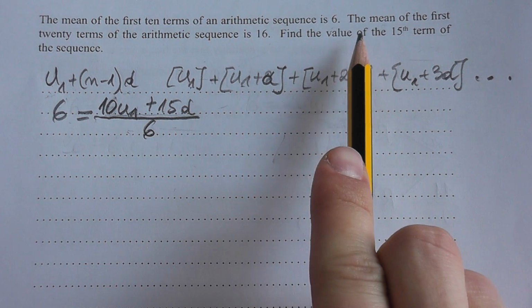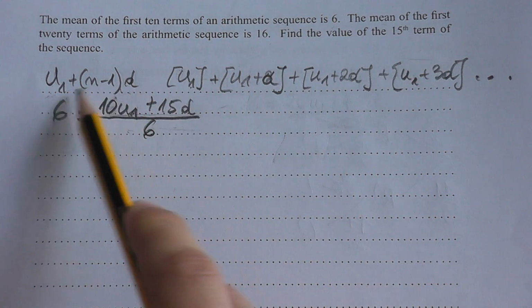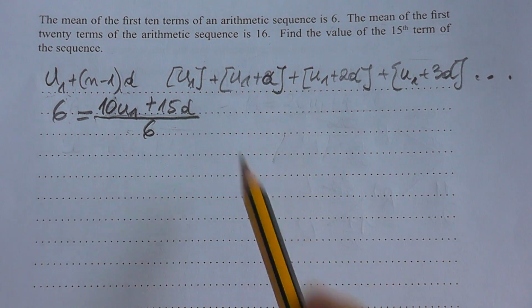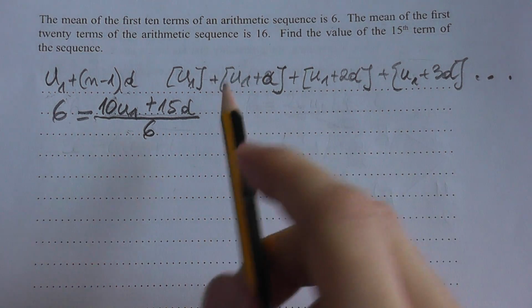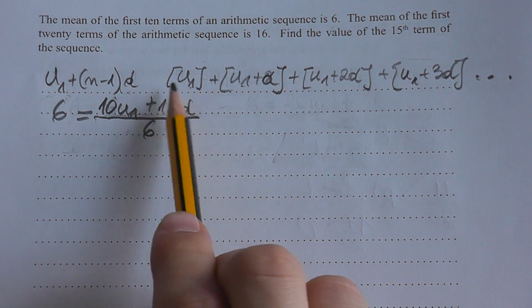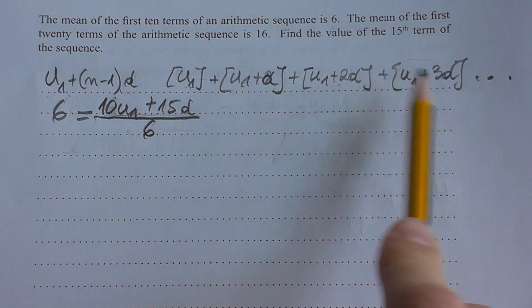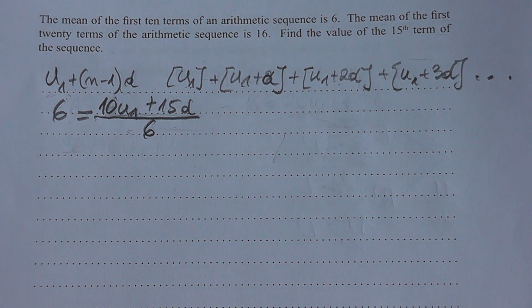Now we look at the second sentence, which says that the mean of the first 20 terms of the arithmetic sequence is 16. We're still dealing with the same arithmetic sequence, so we should still use the same letters as the variables. So what you can do again is write out the terms and get to number 20, but I'm not going to do that. I already did that, in fact.